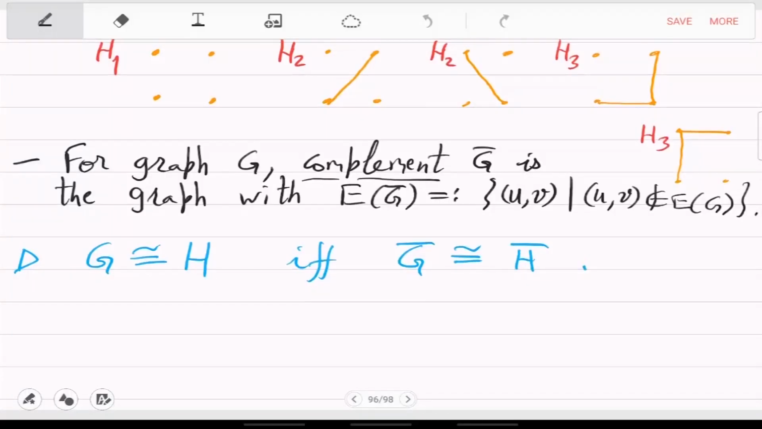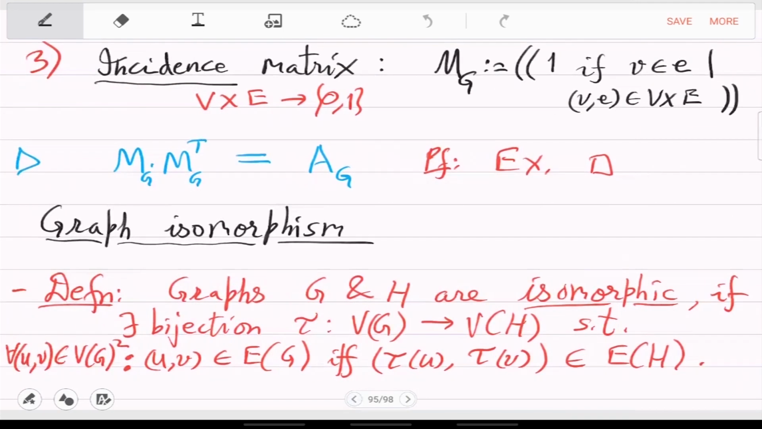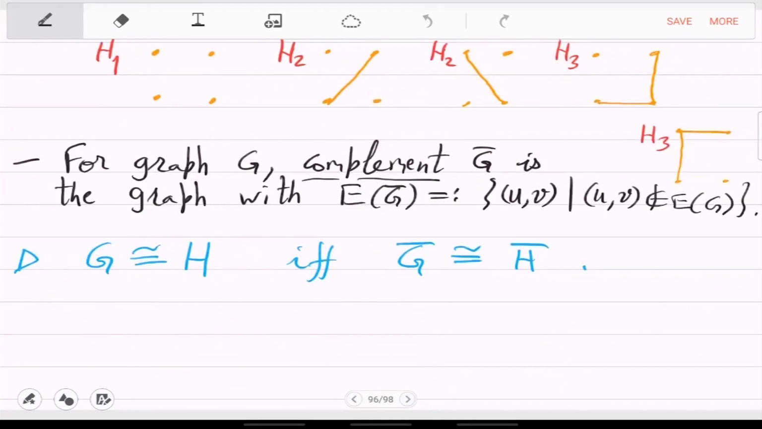So, yeah, you can show that graphs are isomorphic if and only if their complements are isomorphic. Right? This follows from the definition, because the edges have to be preserved and the non-edges have to be preserved. So it doesn't matter whether you look at G or its complement. So you can use that to give a formal proof.